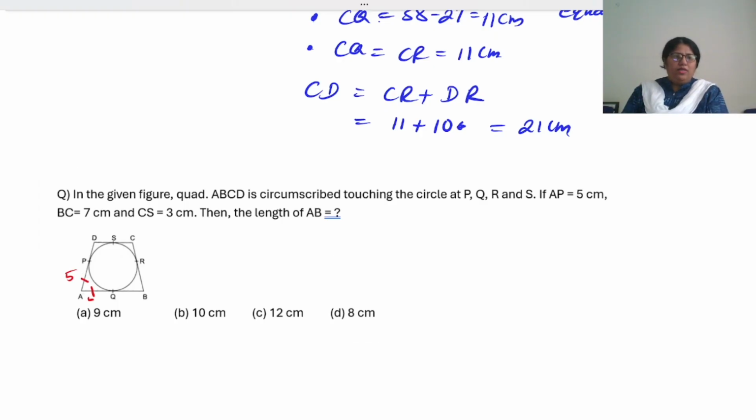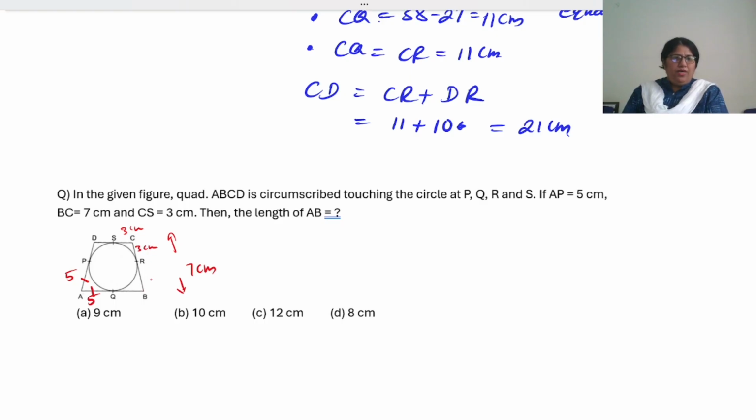So this is 5. This length is also 5 centimeter. What else is given? BC. Total length BC is given as 7 centimeter. Then CS is 3 centimeter. Similarly, this part also 3 centimeter.